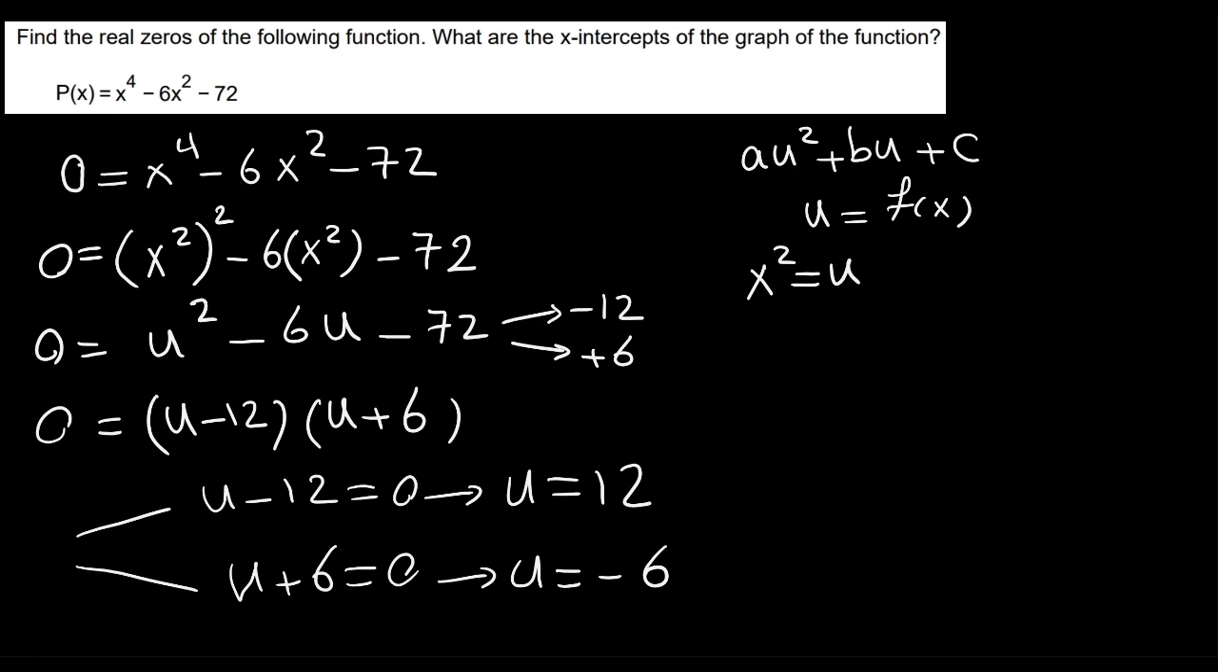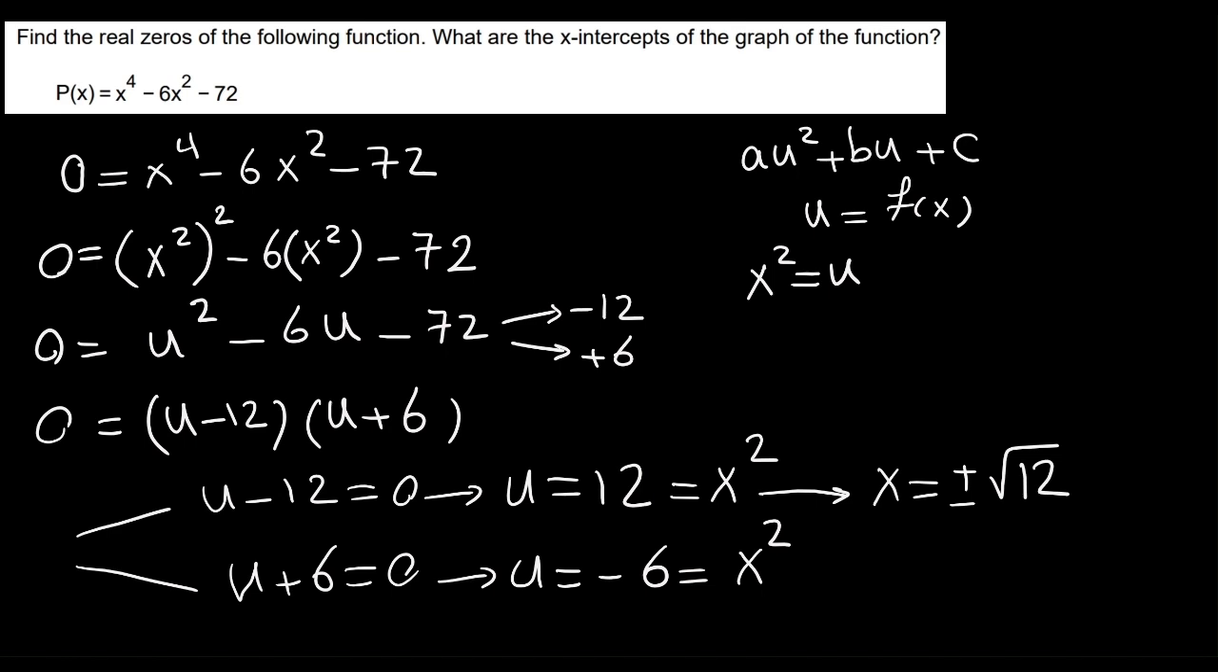So we need to go back to the original variable of our function. It means x squared. We know that u is x squared. So right now, 12 equals x squared. To find x, we need to take a square root from both sides. So x is positive and negative square root of 12, and x squared is negative 6.